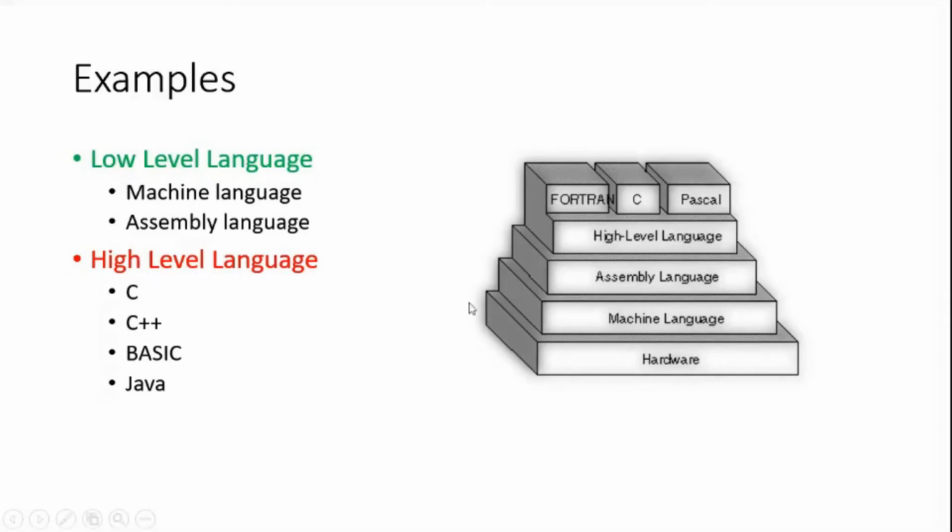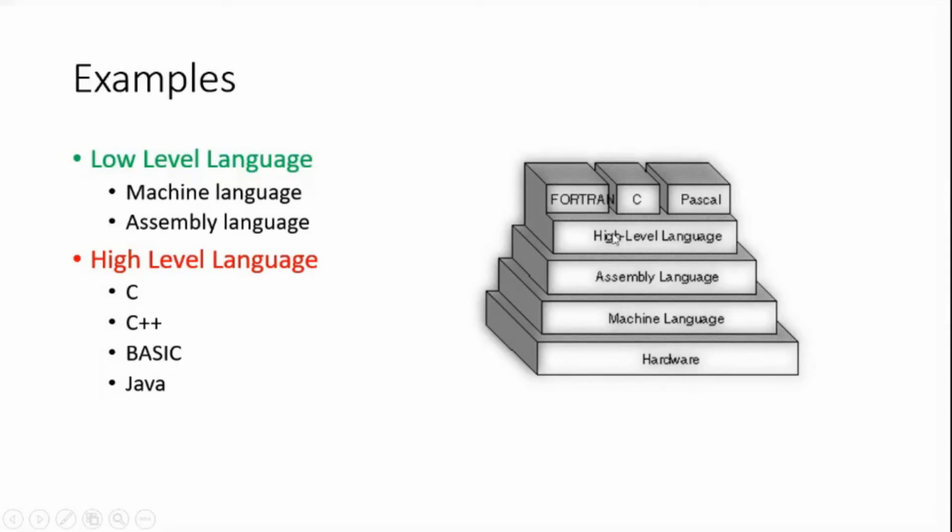So this picture represents how these things work. The hardware is at the bottom level. In order to make the hardware work, you need the machine language, and the assembly language is one step above this machine language. The assembly language is easy to convert into machine language. Then above this assembly language is the high-level language.